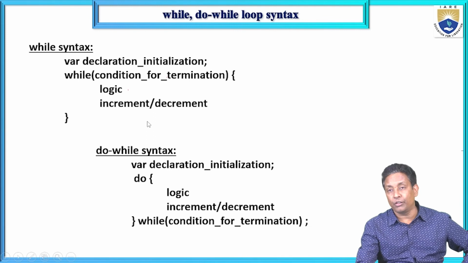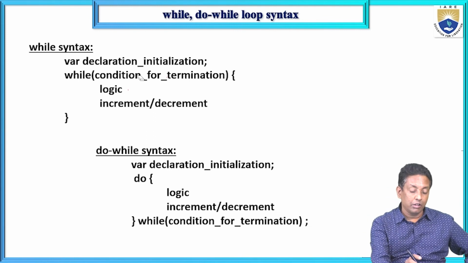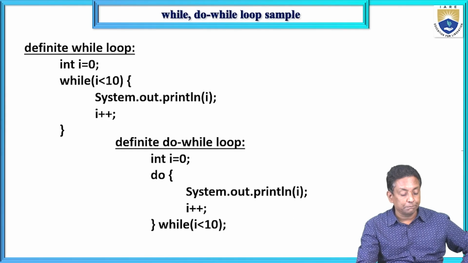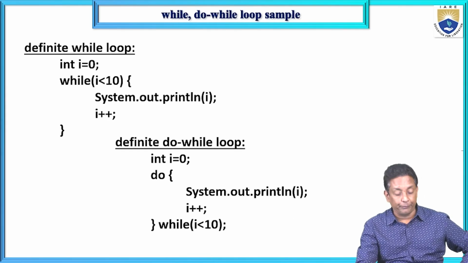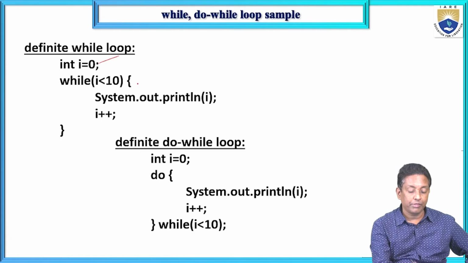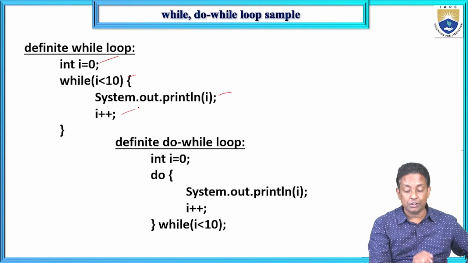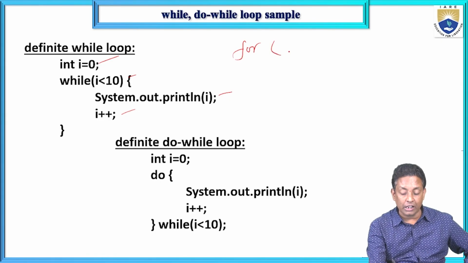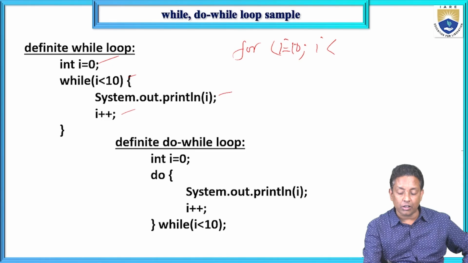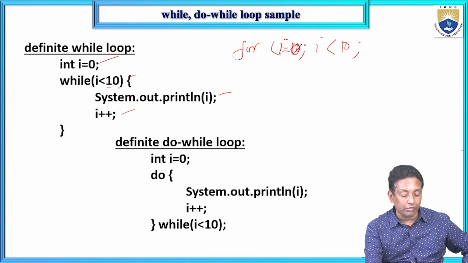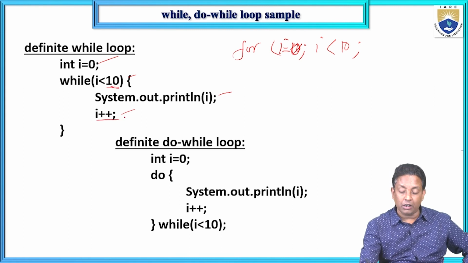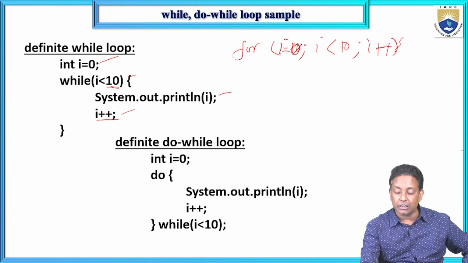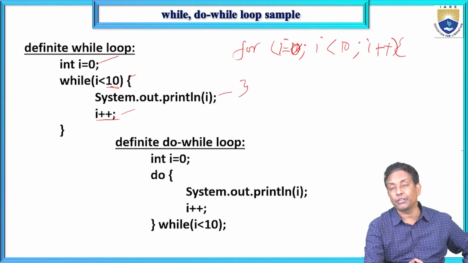When to use while loop and when to use do while loop, we will automatically acquire that knowledge while doing the programming. So this is an example on while loop, a definite while loop. Int i is equal to 0, i is less than 10, System.out.println, i plus plus. It's the same as for loop, where int i is equal to 0 is written in the same line. Here, the i is less than 10 condition is written inside the while bracket. The increment or decrement is also written in the same line in case of for loop. Here, we wrote it inside the while loop.